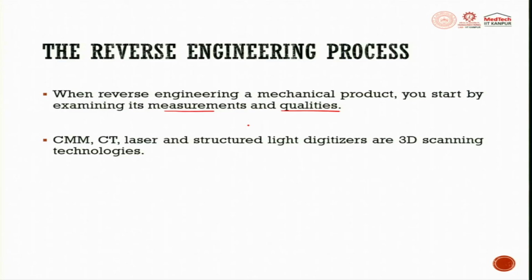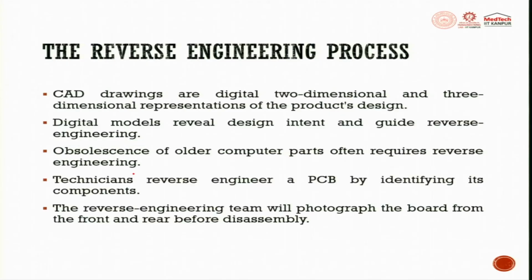We can automatically log correct product characteristics from 3D scanners into the databases. Now CMM, CT, laser, and structured light digitizers are 3D scanning technologies, which is already mentioned. Recording the relevant information, one can build CAD designs and analysis for the development, which is already discussed. These CAD drawings are digital 2-dimensional and 3-dimensional representations of the product design. The digital models reveal design intent and guide reverse engineering.